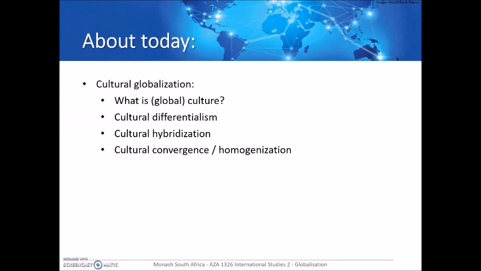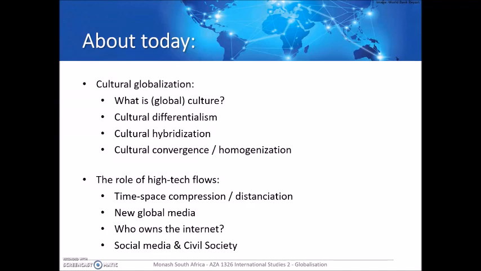for yourself. In the second part, we're going to look at the role of high-tech flows. And there we're going to look at what is called time-space compression, which is basically the idea that high-tech has made time and space much smaller because we can connect immediately with people on the other side of the world. And at time-space distanciation, which is basically the idea that our social networks have stretched and have become much more global.